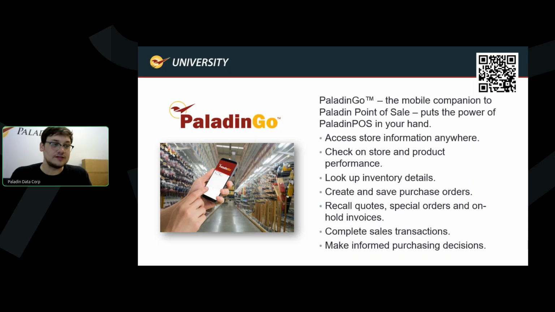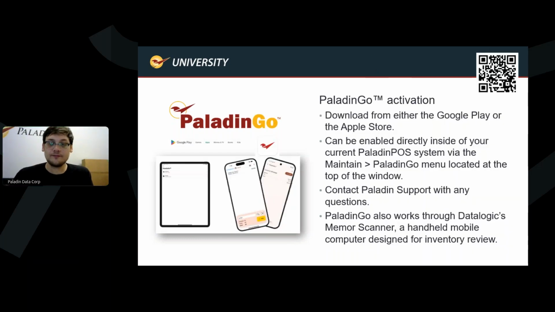You can do a lot of things on it. You can access your information anywhere, check product performance, look up inventory details, create purchase orders. A lot of the stuff you can do on your terminal, you're going to be able to do on PaladinGo. Okay, already explained a little bit here, PaladinGo's activation. Look at that QR code again, just trying to stress this for people. Go to that app store, maintain, PaladinGo, QR code right at the top there. You can sync very easily from inside your Paladin.